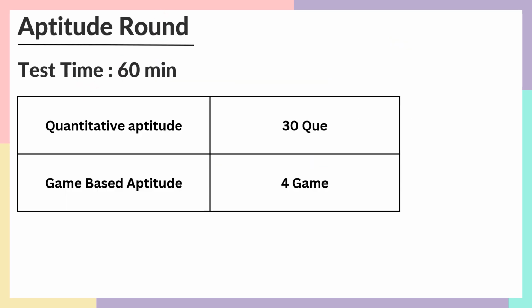Now first see the aptitude round pattern and the timing. The total time allocated to complete the test is 60 minutes. There are two sections. First one is the quantitative aptitude where 30 questions are asked. We have to solve within 30 minutes. And second one is the game based aptitude. Here four questions are asked. We have to solve each game in 5 to 6 minutes and achieve the maximum level.